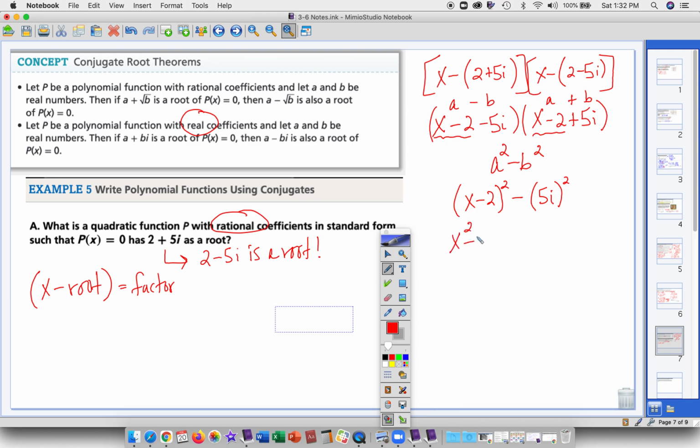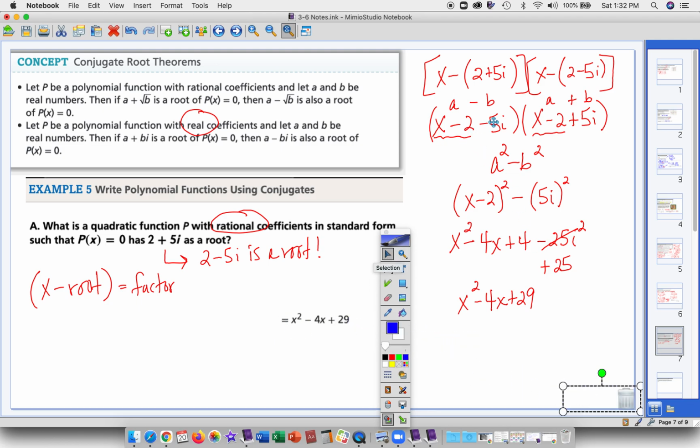So we have x squared minus, remember the middle term is 2 times 2 times x, so it's minus 4x plus 4. And then minus 25i squared. And what does i squared equal? Hopefully you said negative 1, which makes this a plus 25. And then I add that to the 4, and I'm done. x squared minus 4x plus 29. So do you see how much faster that is than doing all of that distributing? This is a much faster process.